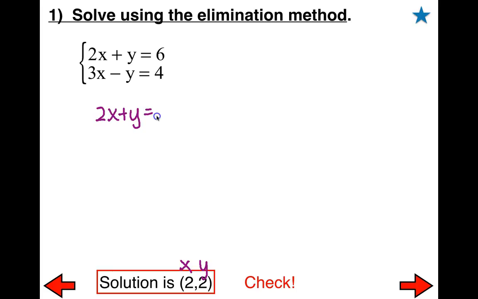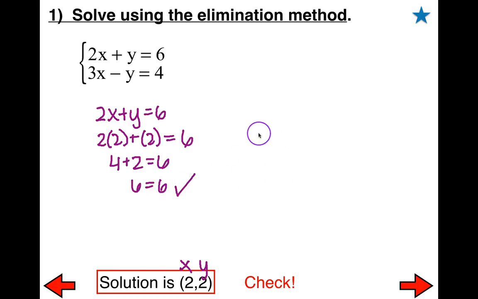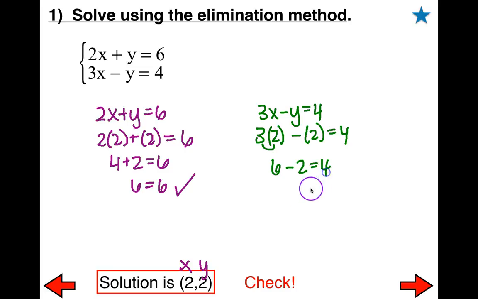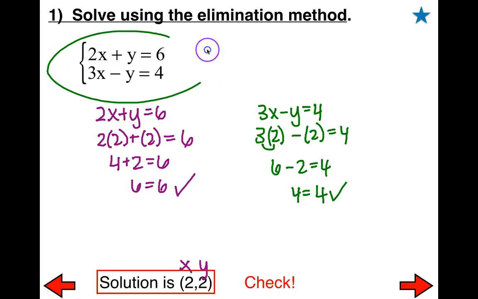Let me check. 2x plus y equals 6. I'm going to plug in 2 for x, 2 for y. It's supposed to equal 6. So here 2 times 2 is 4, plus 2 equals 6. Is this true? Yes. Now you need to check the other equation, which is 3x minus y equals 4. I'm going to do 3 times 2 minus another 2 for y equals 4. We have here 6 minus 2 equals 4. Is this true? Yes, it works for both, so I can confidently say the solution to this system is 2 comma 2.